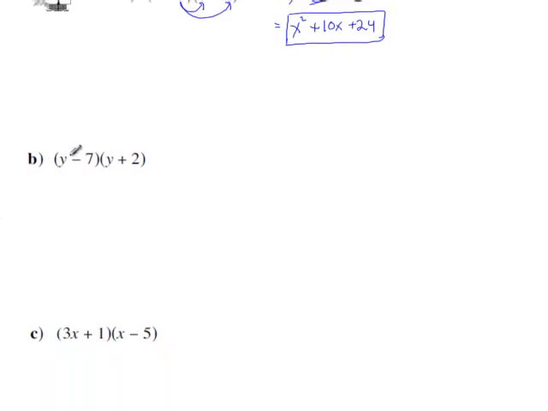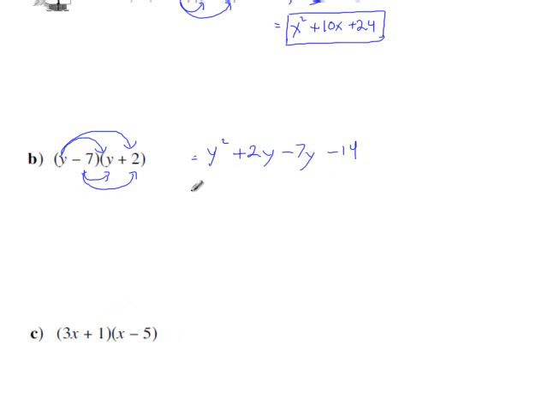Okay, next question. So y needs to be multiplied by y. That's our first one. So y times y is y squared. Y times positive 2 is plus 2y. Negative 7 times positive y, remember don't forget to look at the signs, is negative 7y. And negative 7 times positive 2 is negative 14.